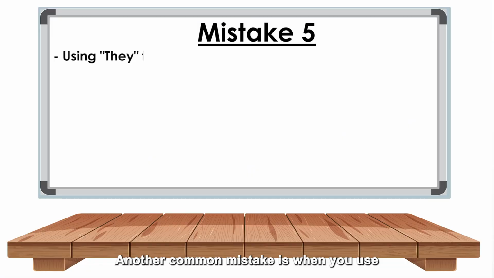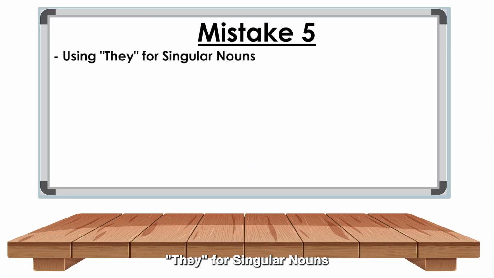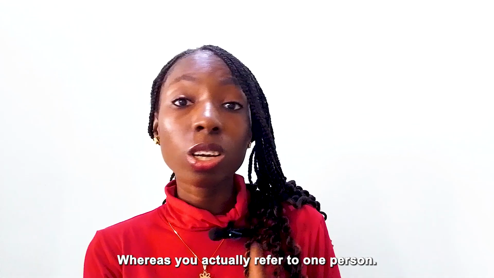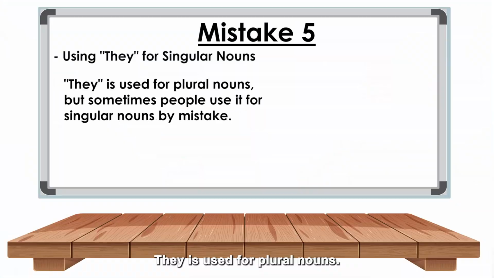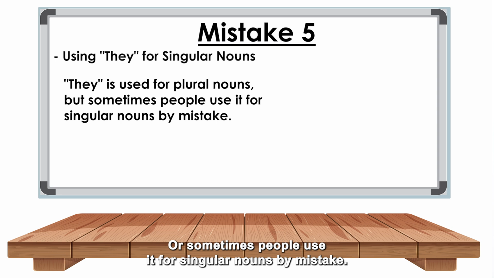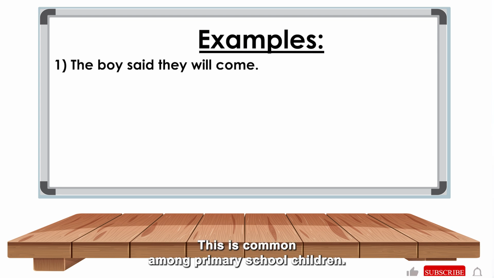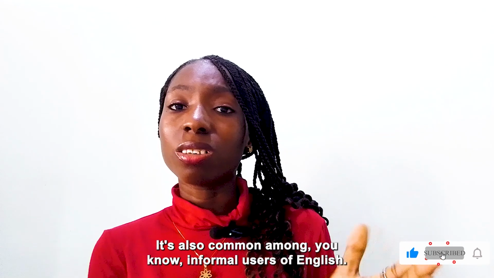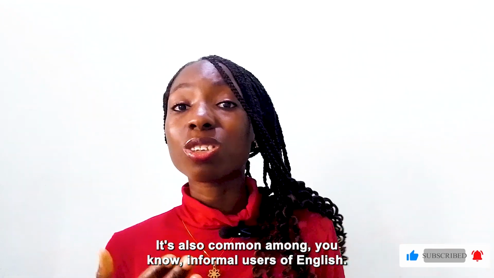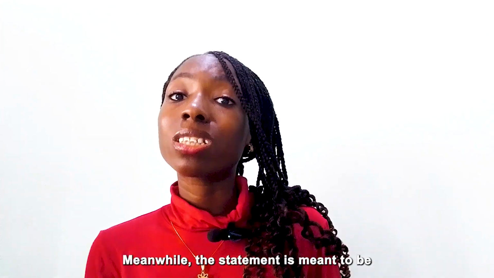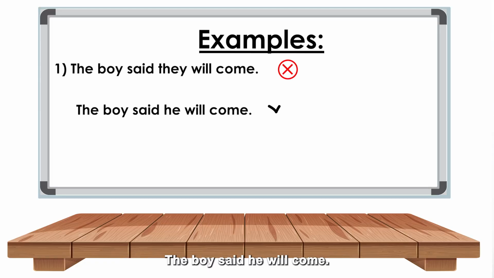Another common mistake is when you use they for singular nouns. "They are calling you. They are coming," whereas you're actually referring to one person. They is used for plural nouns, but sometimes people use it for singular nouns by mistake. For instance, "the boy said they will come." This is common among primary school children. It's also common among informal users of English. The boy said they will come. Meanwhile, the statement is meant to be, "the boy said he will come."